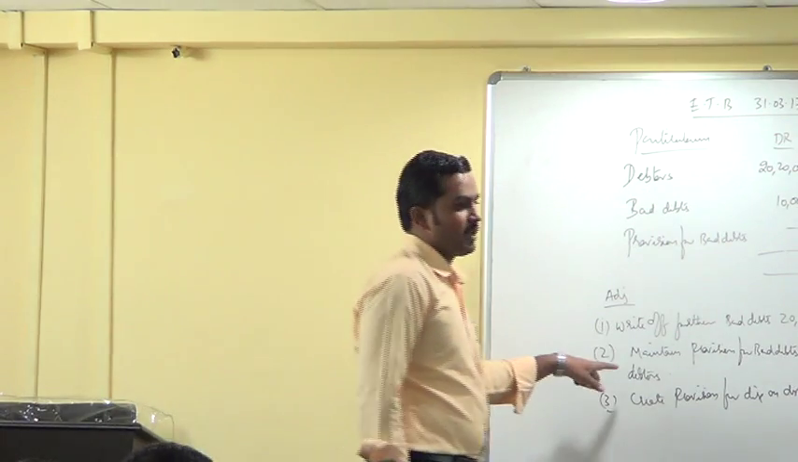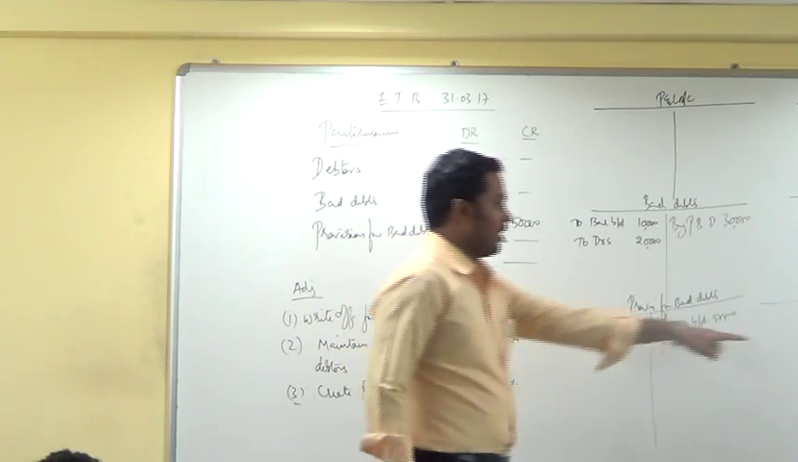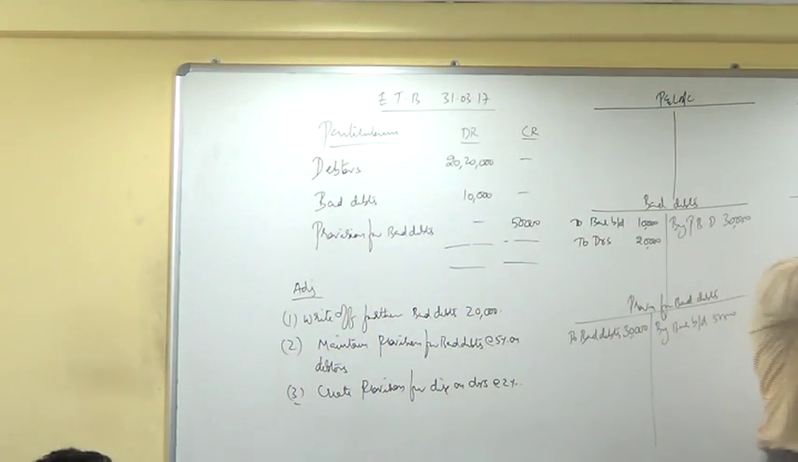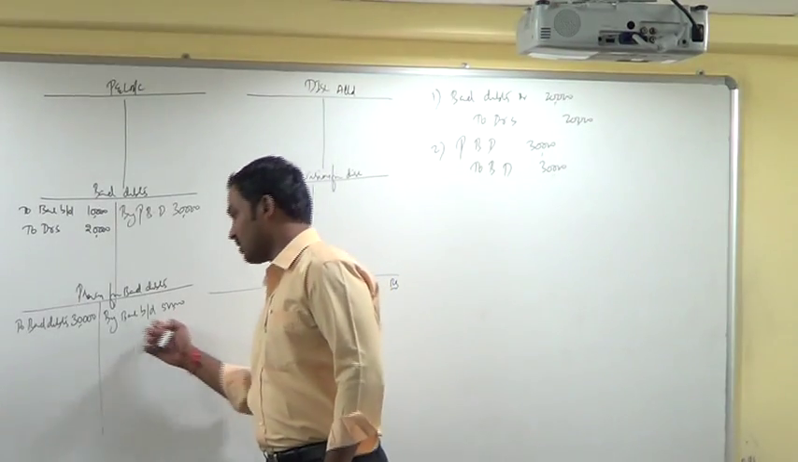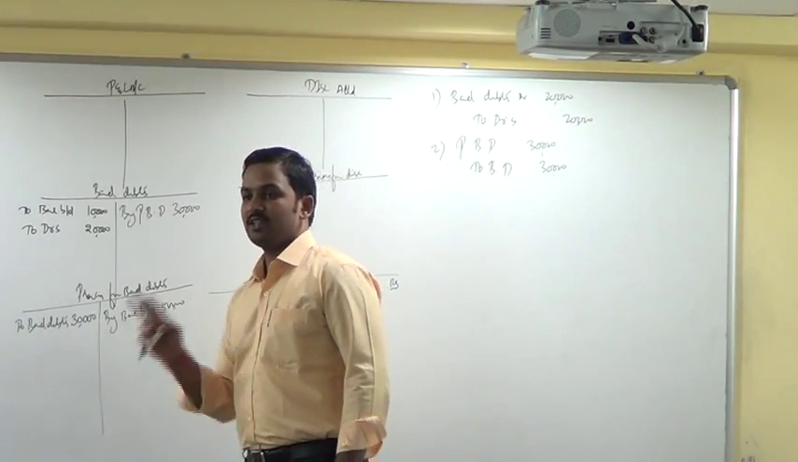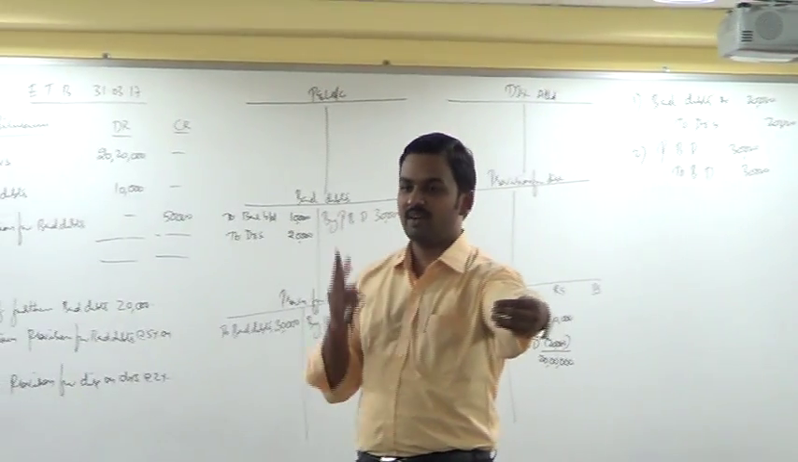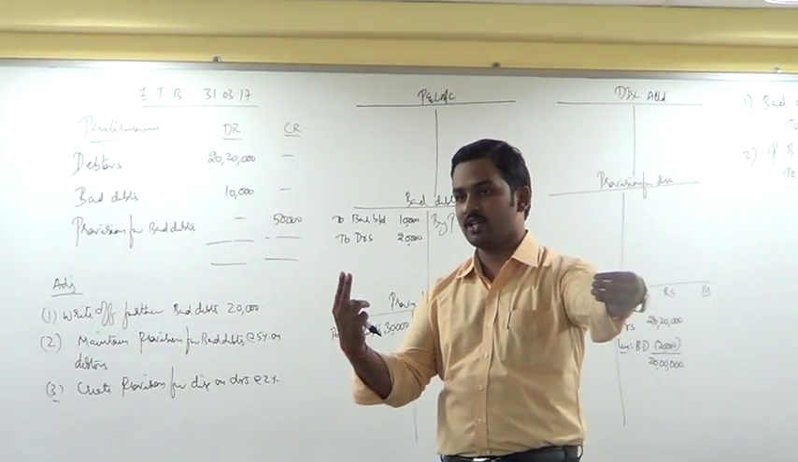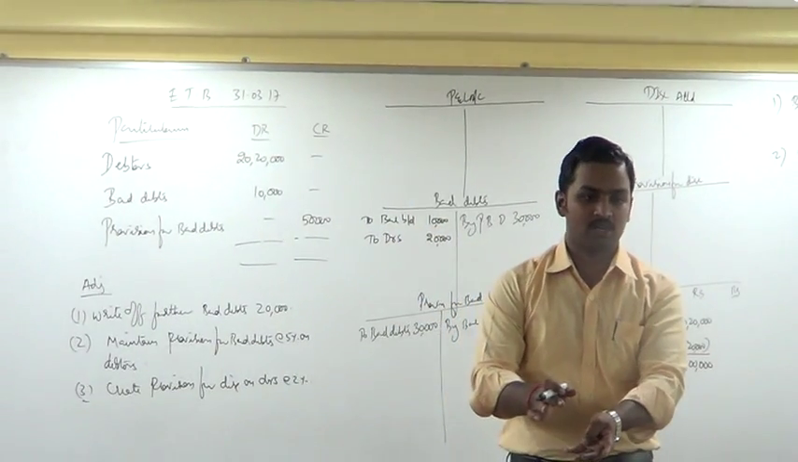Okay. Now read adjustment number 2. Maintain provision for bad debts at the rate of 5% on debtors. On 20 lakh, we expect a loss of 1 lakh. To meet the loss, we already have a provision: 50,000 minus 30,000, a balance of only 20,000. Expected loss is 1 lakh, but we have a provision only for 20,000. We have a shortfall. We have to bring it from the profit and loss account.